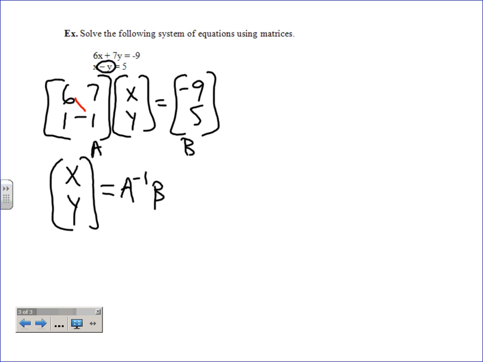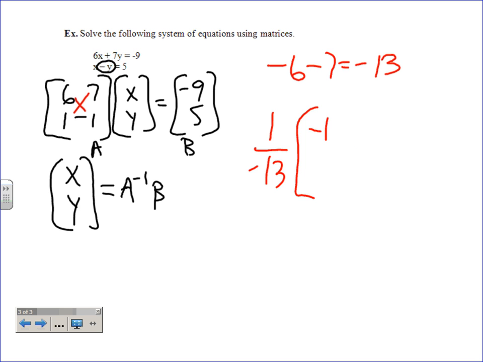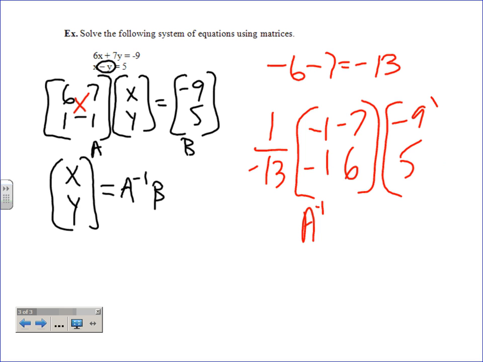Inverse of A, you got to find the determinant. -6 minus 7 is a -13. 1 over -13. And now you have to take the positive diagonal and switch their location and change the signs on the negative. So this right here all together is the inverse of A, which you then have to take times B, which is right there. Okay. And I'm running out of room again, so we'll get rid of this.